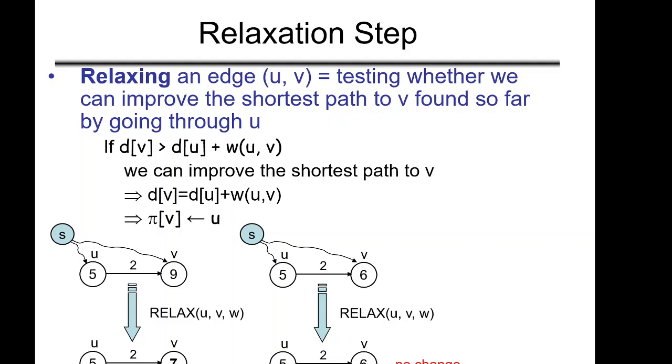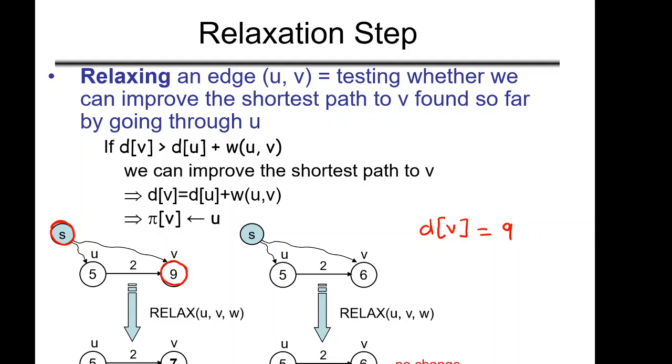Relaxing an edge means we are testing whether we can improve the shortest path to v found so far by going through u. We can see this in an example. Suppose s is the source, and at v the estimated weight, d of v, is 9. So it is estimated that the weight of the shortest path is 9.